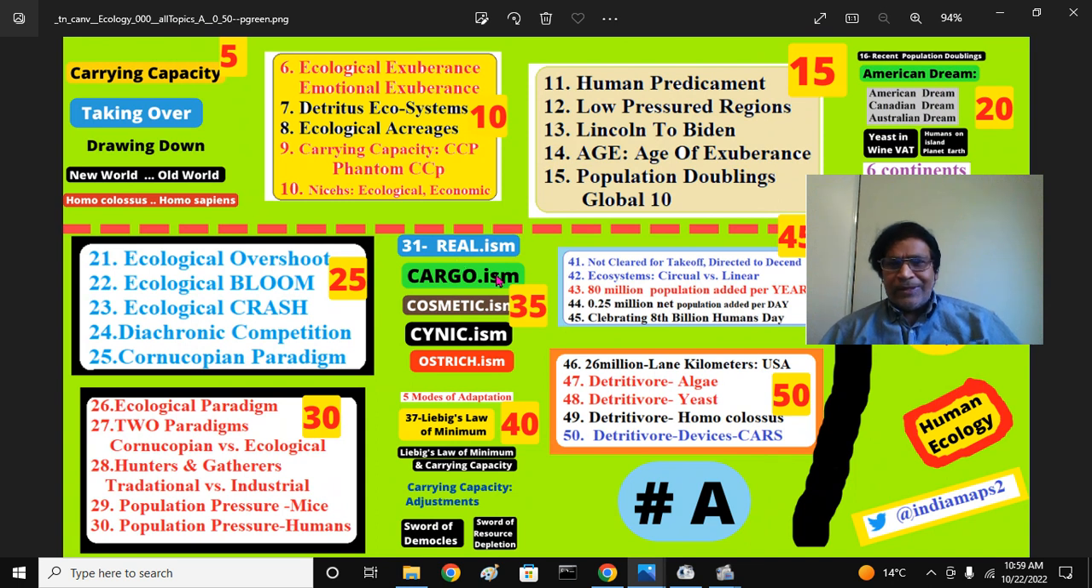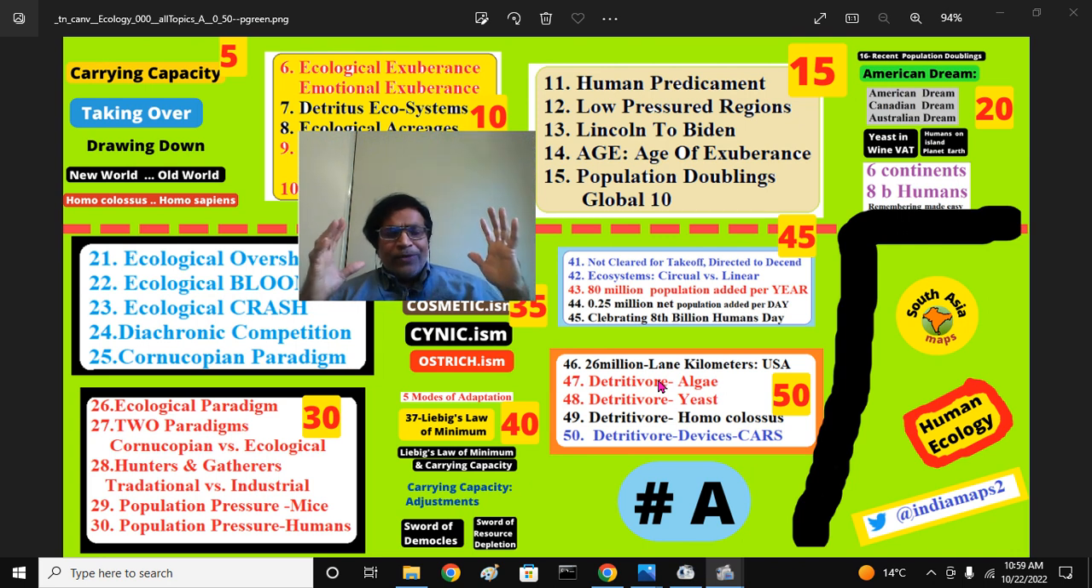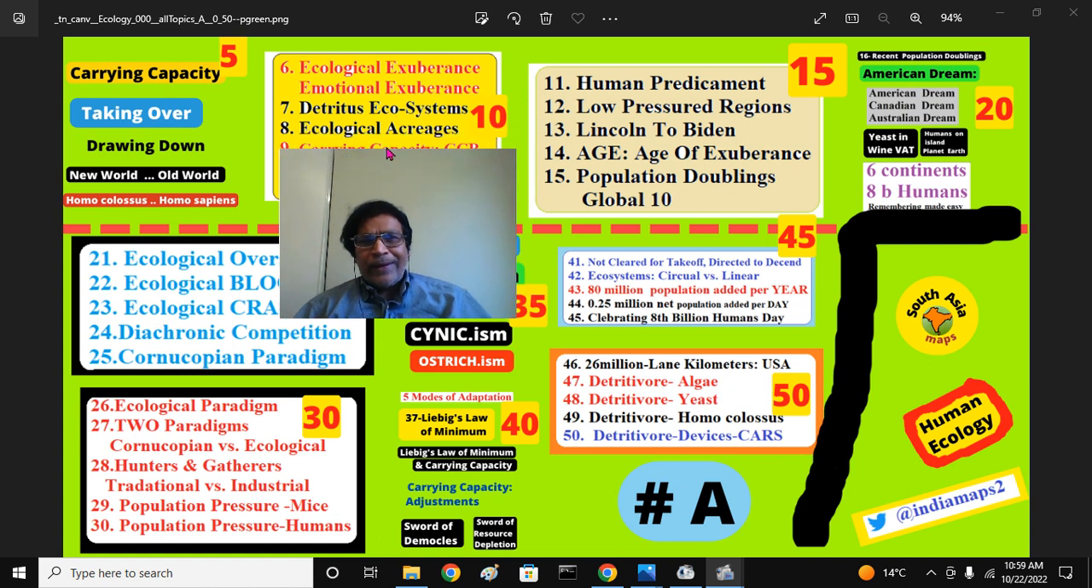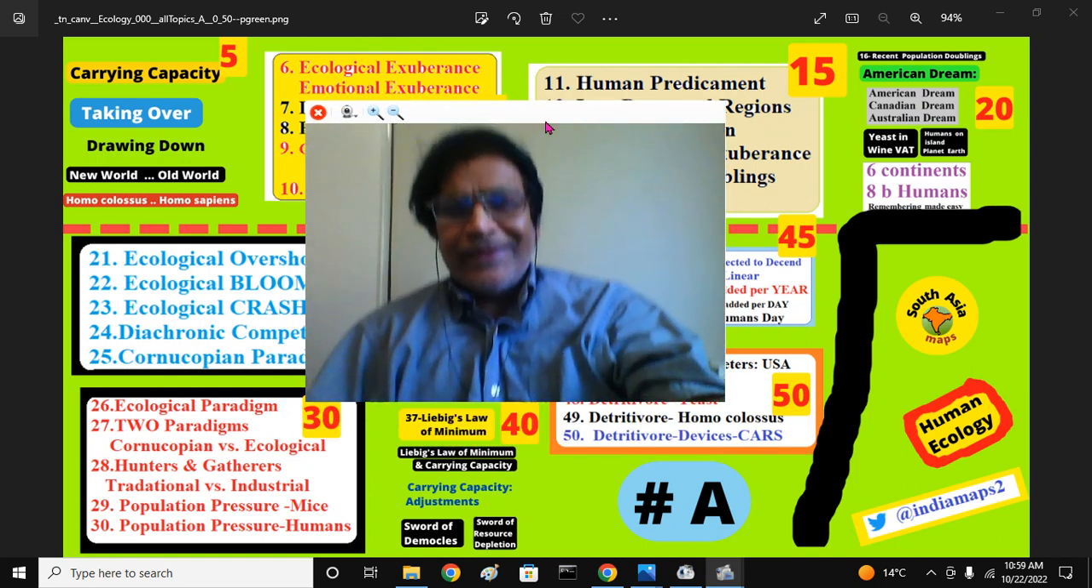Then we discussed most of Dr. Cotton's books and concepts: carrying capacity, taking over, drawing down, the new world, the old world. That gives you a broader concept. It's very, very important, because once you are familiar with these concepts like detritus ecosystems, drawing down and taking over, you can overlay those things on modern socio-political economic events, and you will get a much broader and deeper idea, and in a sense, the shakers and movers.